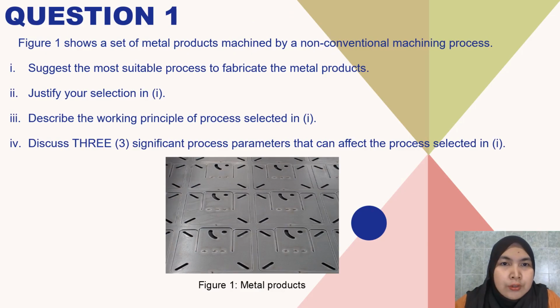Here goes the first question. Figure 1 shows a set of metal products machined by a non-conventional machining process. Suggest the most suitable process to fabricate the metal products. Justify your selection. Describe the working principle of the process selected, and discuss 3 significant process parameters that can affect the process.